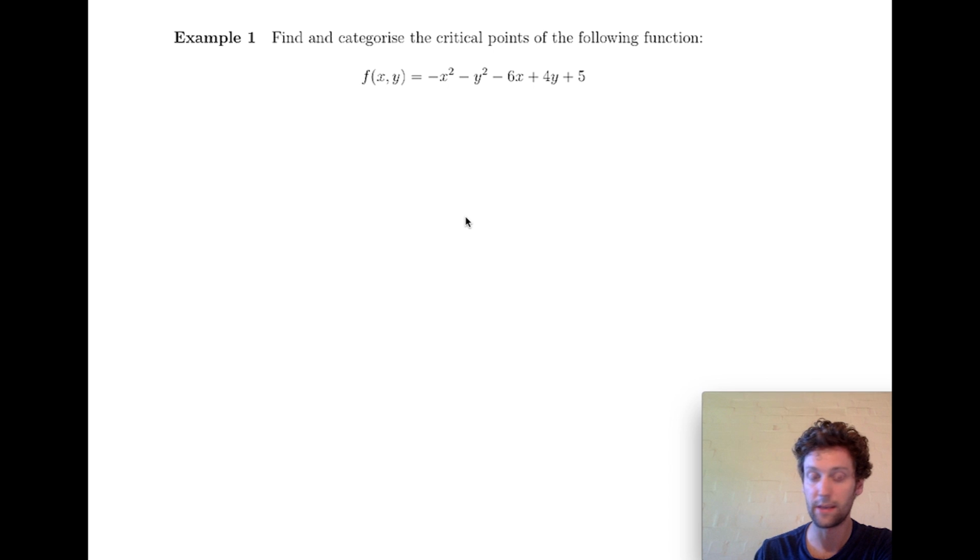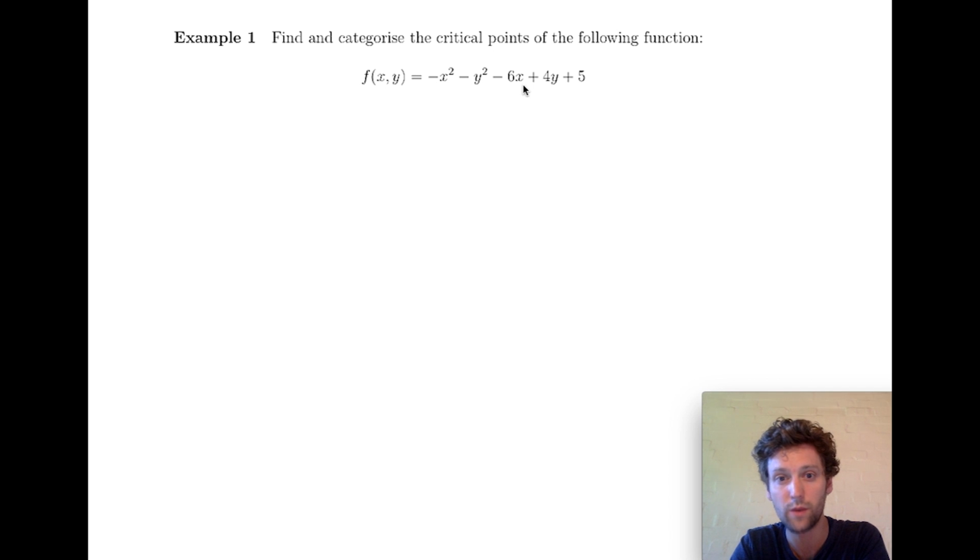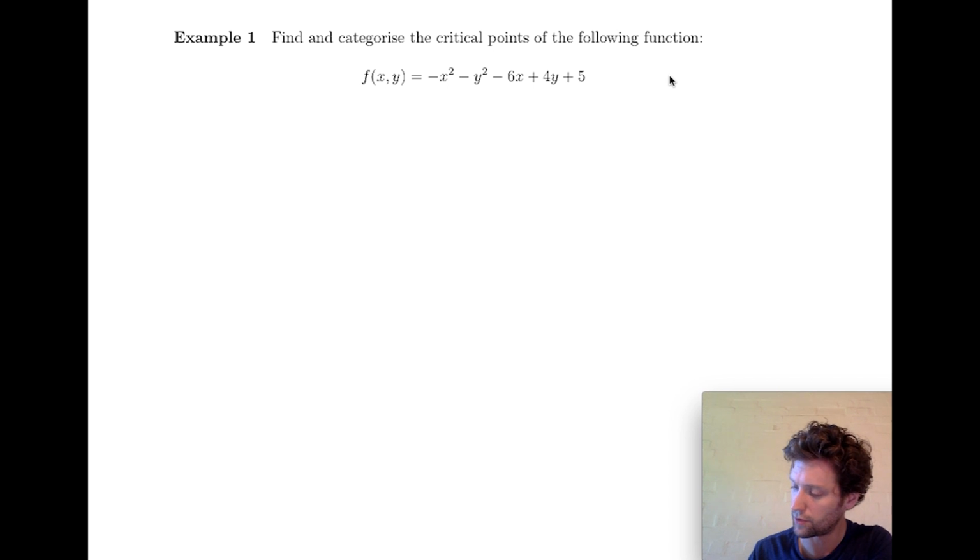Let's start by looking at example 1. In this case, we've got a function f(x, y) = -x² - y² - 6x + 4y + 5, a function of two variables. I'd like to be able to find and categorize the critical points. So the first step I'm going to take is to identify, or solve for, the critical points by taking the first derivatives with respect to x and y of that function.